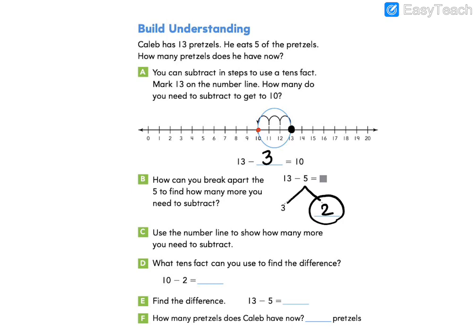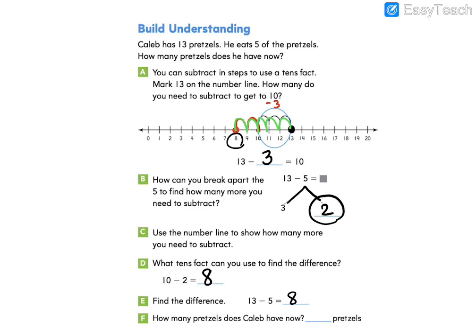So because I subtracted 3, I got to 10. Now I'll subtract 2 more. 1, 2. So in total, I've subtracted 5. 10 minus 2 is equal to 8. So 13 minus 5 is equal to 8.